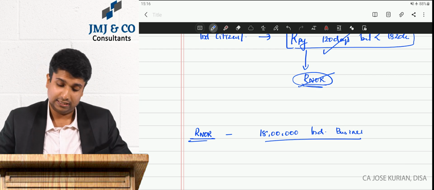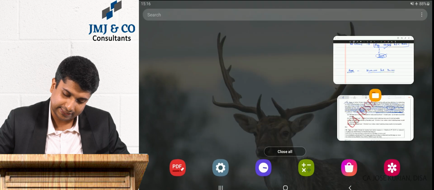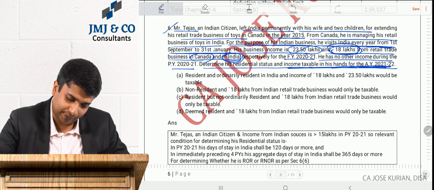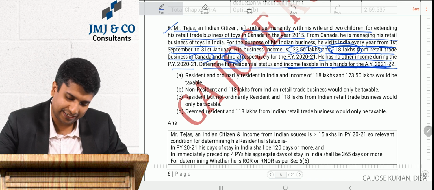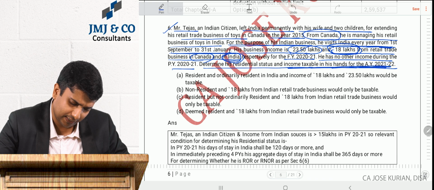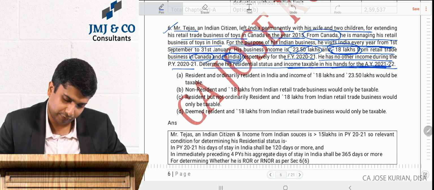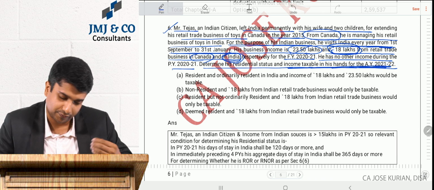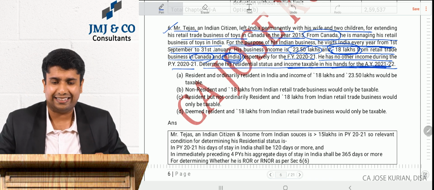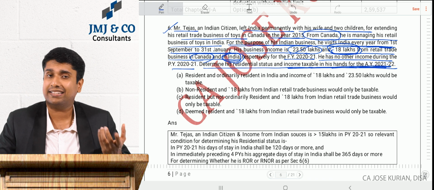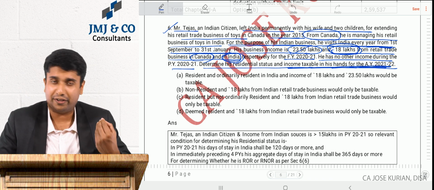And what about the remaining? The remaining 23.5 lakhs is from where? It is from pure Canadian business, right? It is a Canadian business, but he is managing his retail business of toys in India from Canada. So that 23.50 is actually Canadian income. So India doesn't have any taxing right over that 23.50 lakhs.